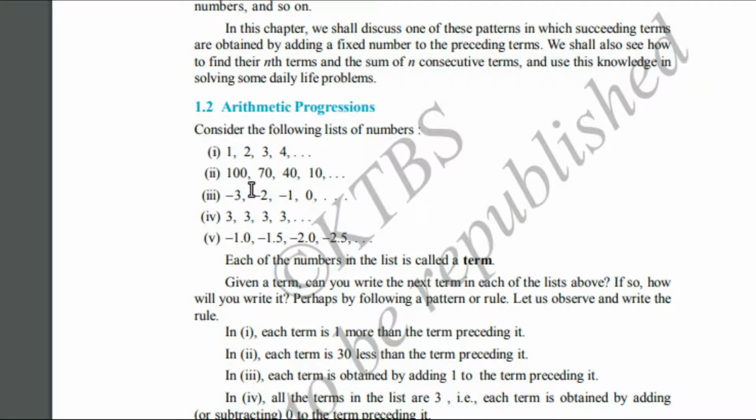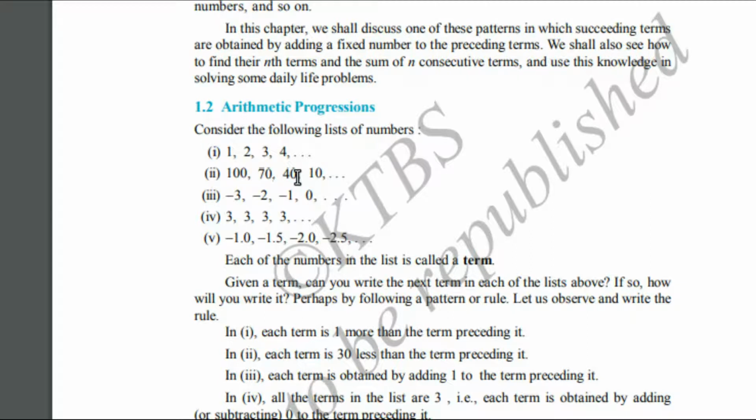In the second example we can see the first term is 100, second term is 70. Second term minus first term, that's how we find the common difference. 70 minus 100 is minus 30. The common difference is minus 30. Next, 40 minus 70 is minus 30. Again, the common difference is minus 30.